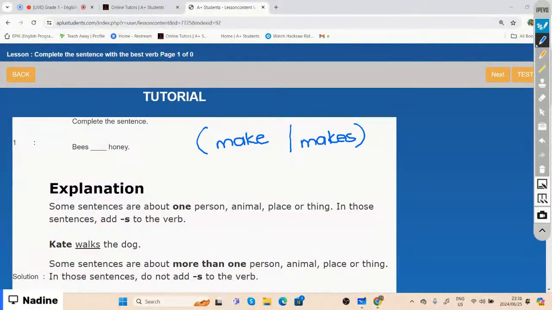Yes, we can say Flacomio runs because it's one person that is doing the action. Yes, that is correct. So now look at this one. There's bees. It's more than one bee, right? So bees, do we say bees make honey or do we say bees makes honey? Which one is correct? We need to choose between either make or mix. Bees, more than one bee.